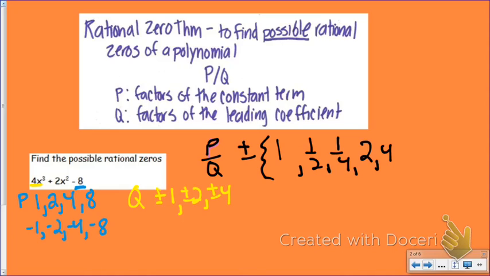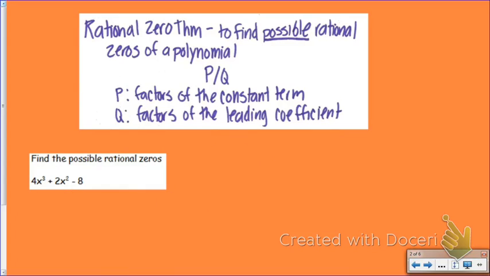4 over 4 is 1, which I already have. Then I move on to my last p value, and that's 8. So I have 8 divided by 1, which is just 8. 8 divided by 2 is 4, I already have it, and 8 divided by 4 is 2, which I already have. So these are all of the possible rational zeros I could have, both positive and negative. Again, not necessarily every one of these will be a 0, but any rational 0 that I find for that polynomial would be one of those numbers.